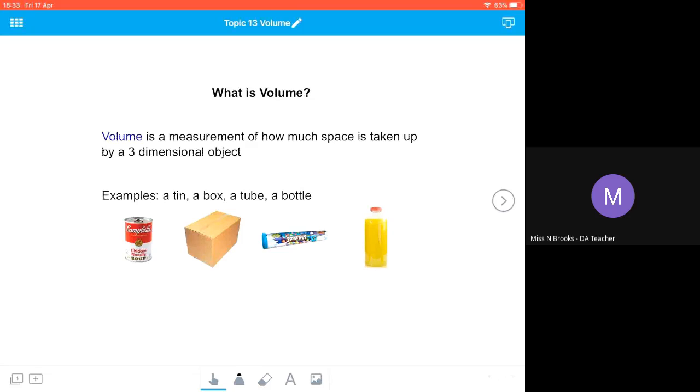So, what is volume? Volume is a measurement of how much space is taken up by a three-dimensional object. Examples of objects that have volume are a tin, so the volume of the soup inside the tin, a box, a tube, a bottle. We also have cans, cones, so anything that you can have space taken up, that's the volume of a shape.